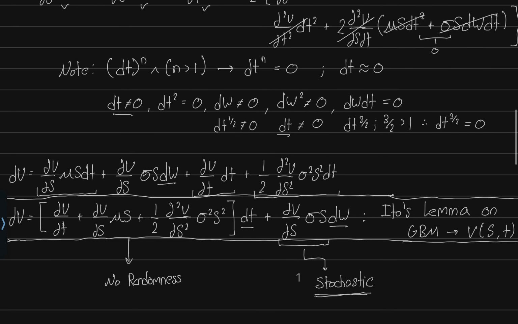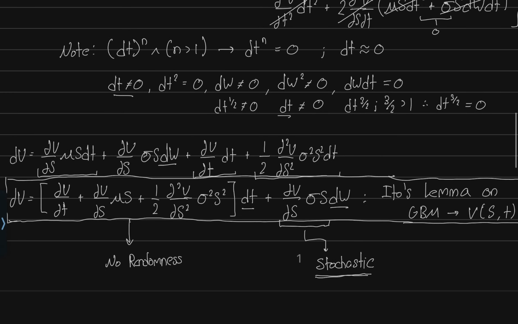I think thus far this sort of derivation has been the most complicated one. I recommend you guys to rewatch this video as many times as you need to, just to fully understand how Ito's lemma works. And just as a side note, Ito's lemma can be used on many different stochastic processes, not just geometric Brownian motion.